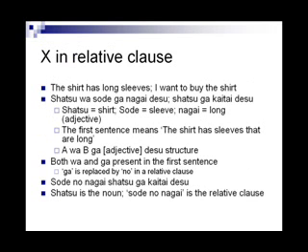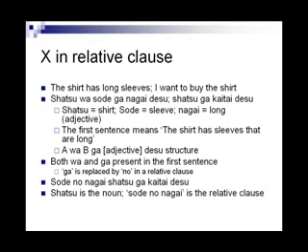Let us consider an example where no appears. I will first give the two sentences that are combined to form the resultant sentence. The shirt has long sleeves. I want to buy the shirt. The Japanese translation of the two sentences looks like this. Shatsu wa sode ga nagai desu. Shatsu ga kaitai desu. Shatsu is shirt. Sode is sleeve. Nagai is an adjective meaning long.